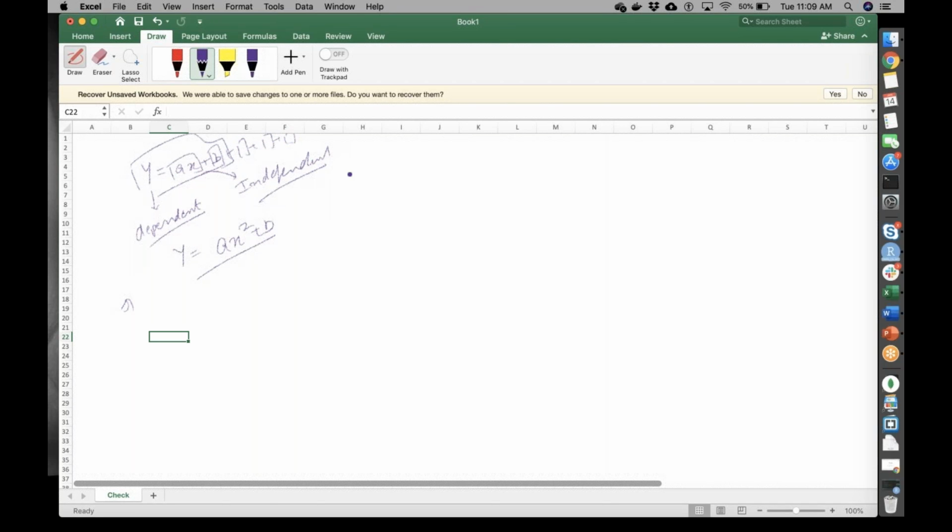You're not multiplying them. The other relationship can be a x1 into b x2 into c x3. Okay, this is not a linear relationship. This is a linear relationship, where you're saying y equals a x1 plus b x2 plus c x3 plus d. Let's say this is your equation. This is known as a linear equation, and this is also known as multiple regression. This is an example of multiple regression.